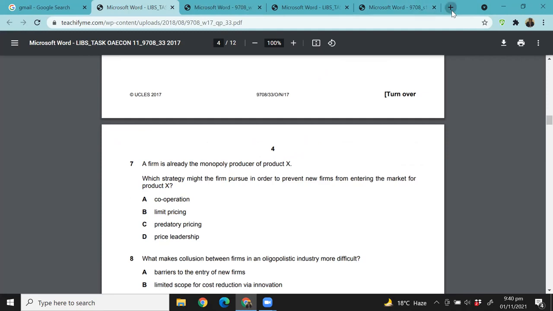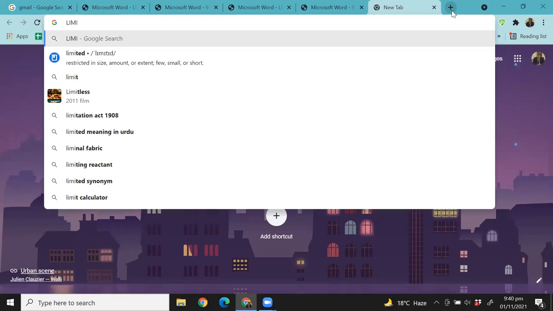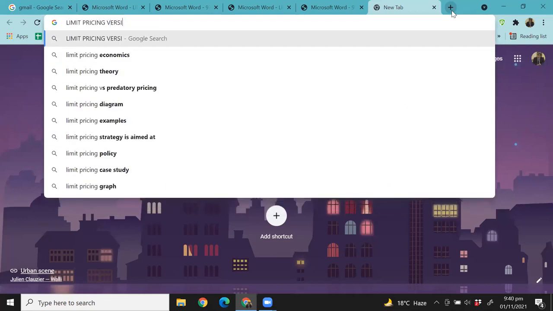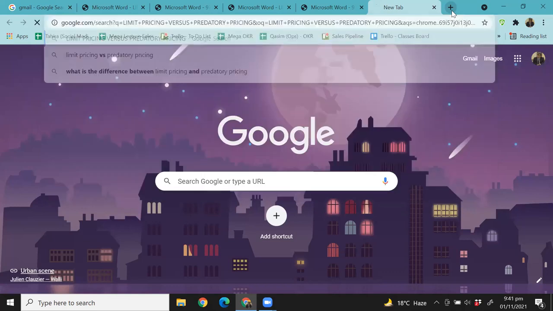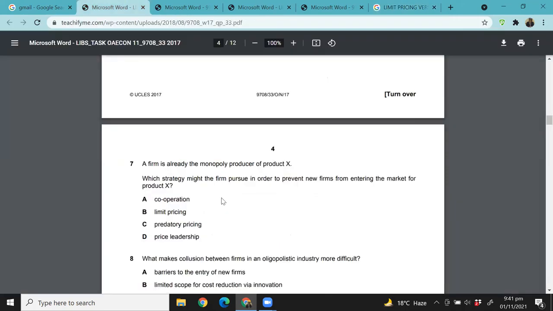Oh, I was thinking predatory pricing. So limit pricing versus predatory pricing. See what it is. Limit pricing is a strategy used by the existing suppliers to restrict the entry of new entrants, which are currently out of the market. On the other hand, predatory pricing is a strategy used by one supplier to cut the other supplier existing in the market. Oh, okay. Arbab, did you get this?